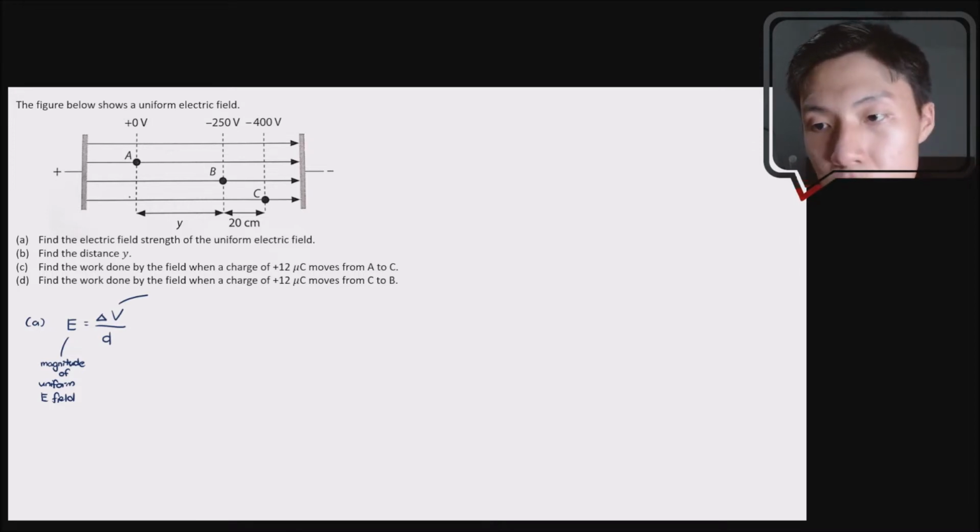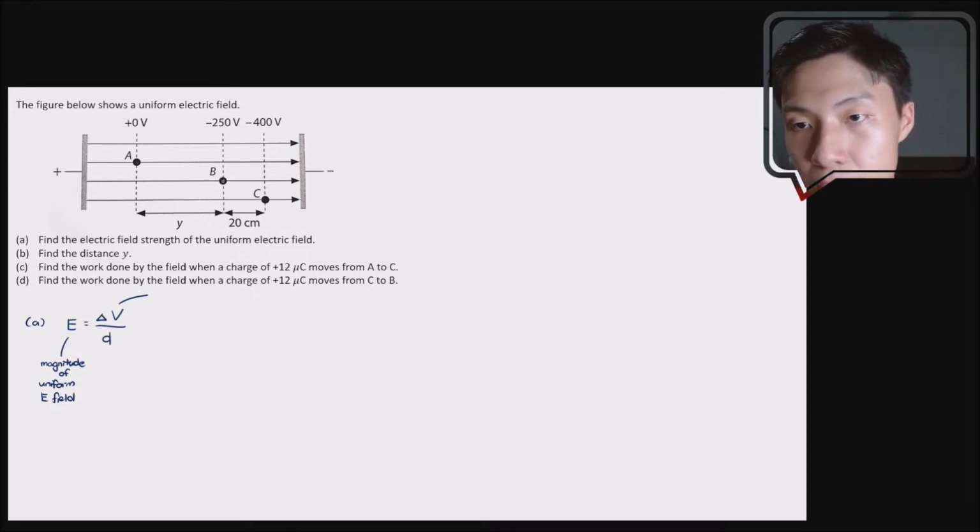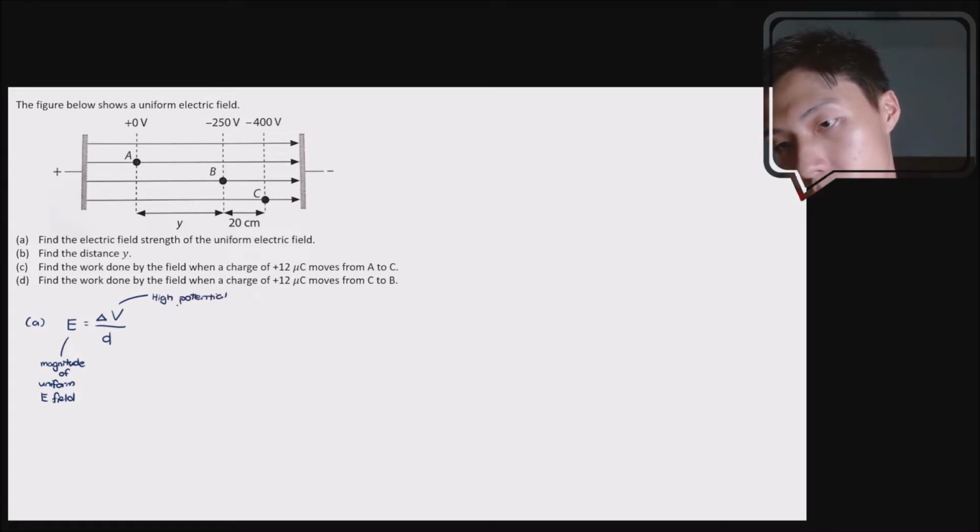Okay, so let's say for this situation, if I take point B and C, then the delta V will be taking the high potential minus the low potential. Okay, so this is what I do to get delta V.